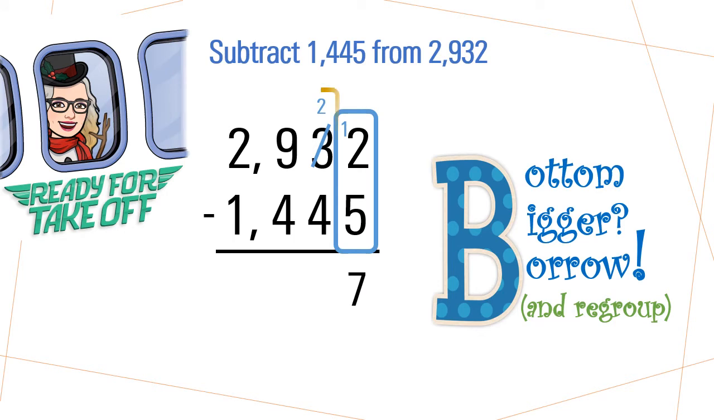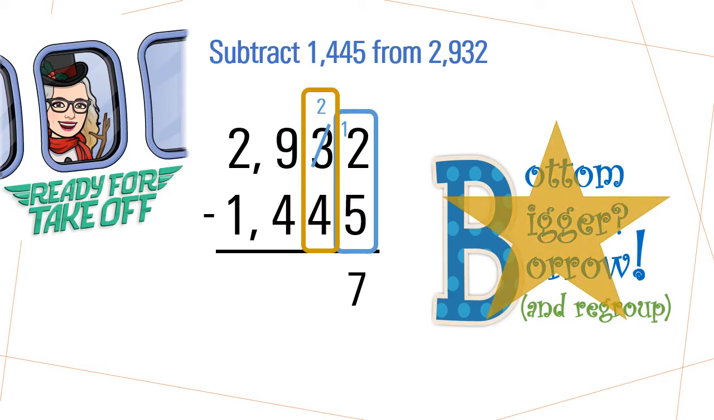Now when I move to the tens column, I see that 4 is greater than 2. So again, bottom bigger, we have to borrow. So we have to go to the hundreds column and borrow 1 from that 9, which leaves us with 8. And 1 comes over to that 2 to make 12. So now I have 12 minus 4, and that equals 8.